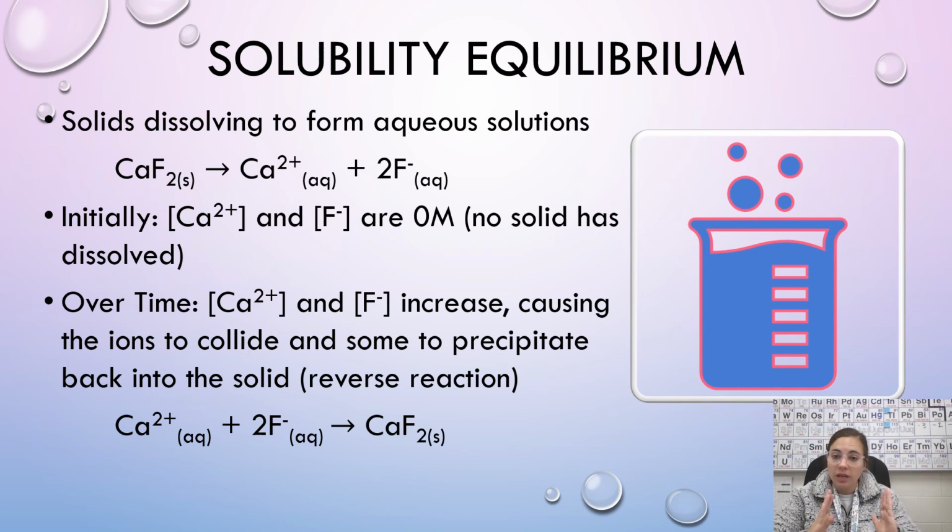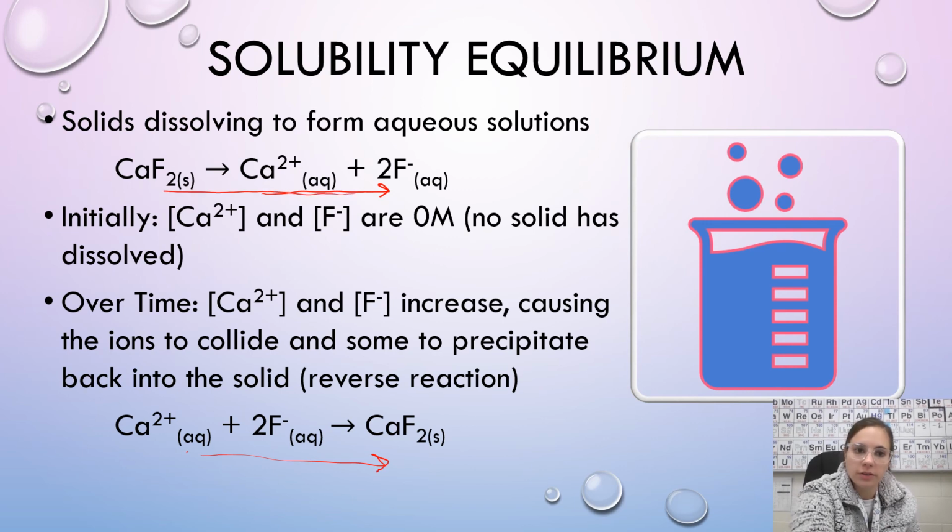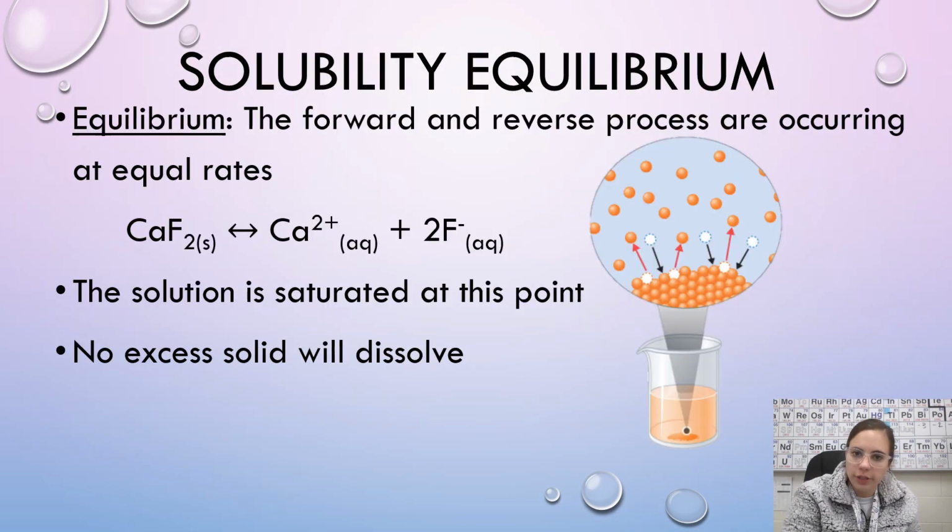Initially, we're thinking of this like an ICE chart, the initial conditions, there's no ions, it's all solid. But over time, we create these ions. Well, as this concentration increases, those ions can bump back into each other to reform the solid, which is the reverse of this reaction. So eventually we reach equilibrium. This is not a new concept to you. This is what we've been talking about for months at this point, right?